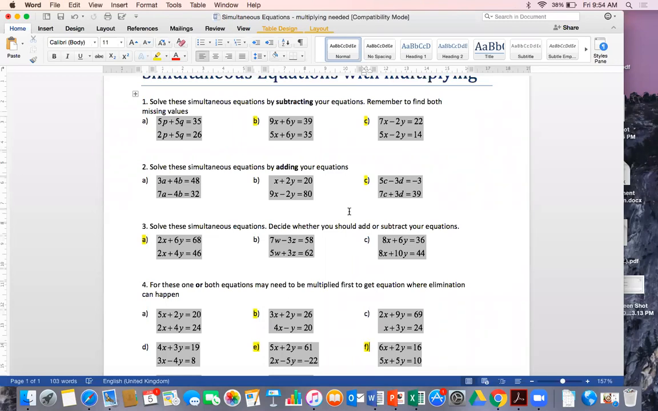For C, I got Y equals to -2. Okay, let's see. Let me just write down the question and then I'll switch the board. 7x minus 2y equals to 22. 5x minus 2y.